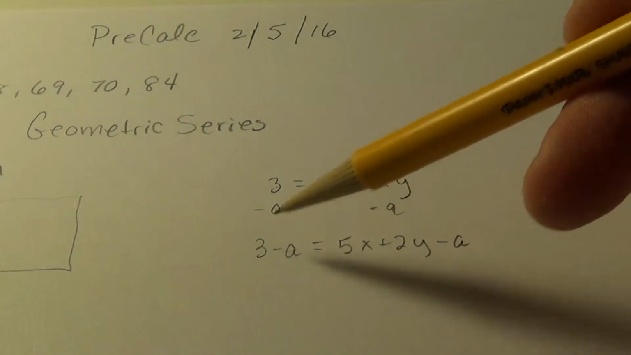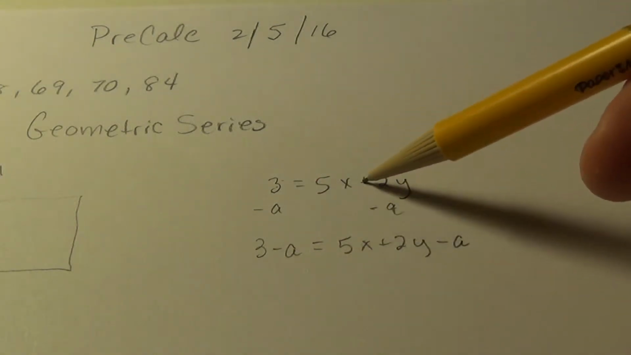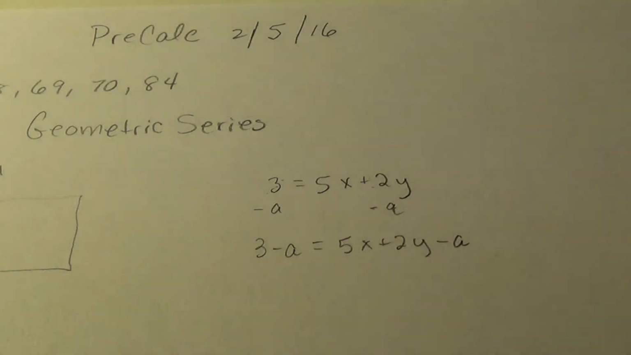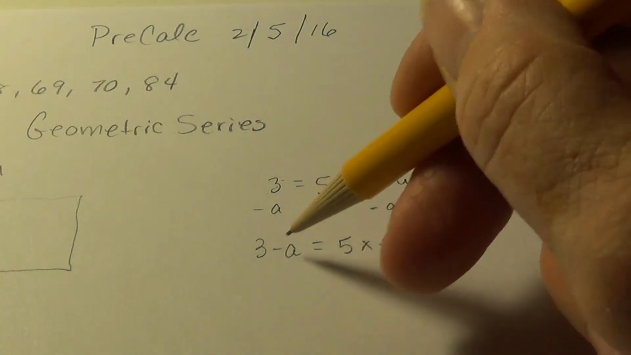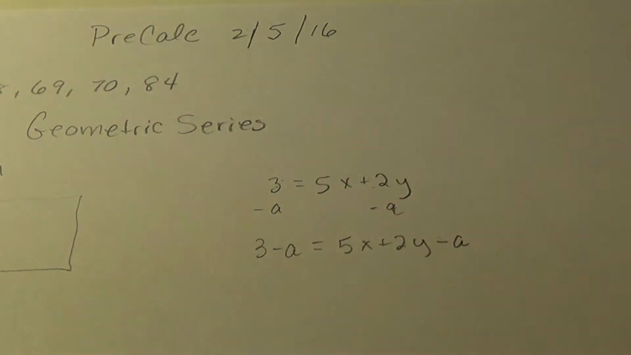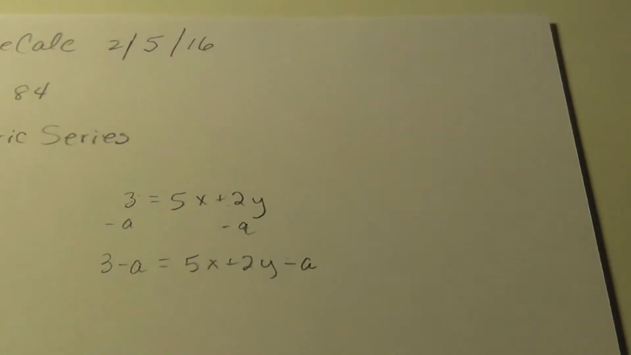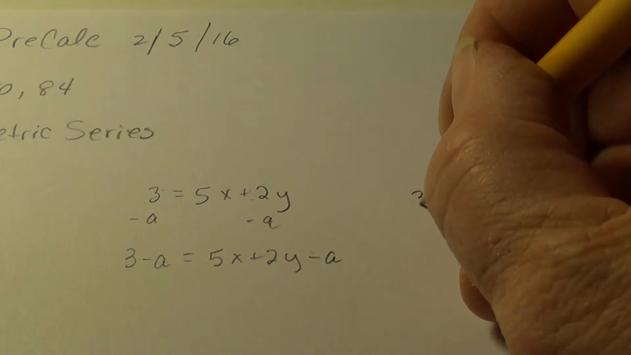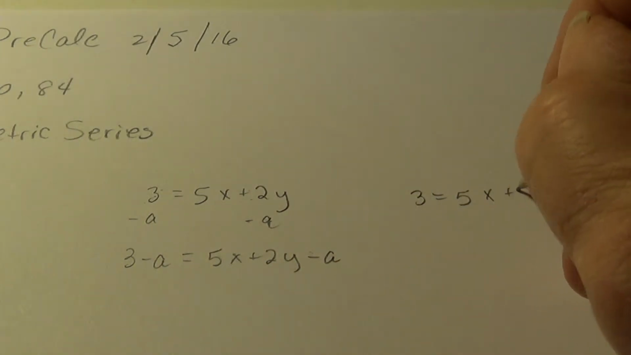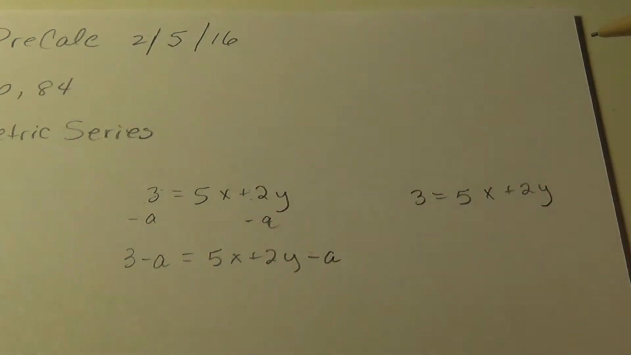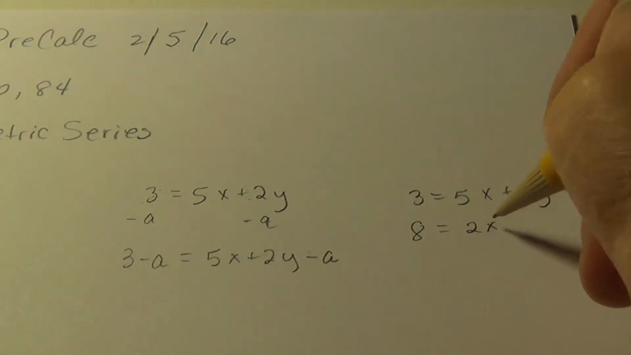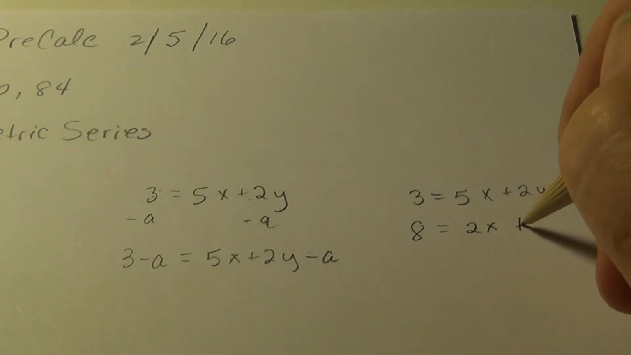If you have two things that are equal, which we had in an equation, this side equals that, you may subtract from both sides. When you do that, you still have a statement that is equal. Now, I'm going to ramp that up a little bit. Let's just say we have 3 equals 5x plus 2y, and we have another equation, 8 equals 2x plus y.